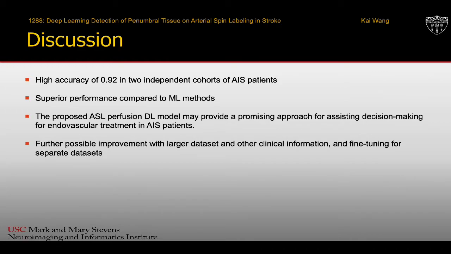In conclusion, our deep learning model can achieve a high accuracy of 0.92 in 2 independent cohorts of AIS patients. It showed superior performance compared to the other machine learning models, and therefore the proposed ASL perfusion deep learning model may provide a promising approach for assisting decision-making for endovascular treatment in AIS patients. Further improvements can be made with a larger data set, other clinical information, and fine-tuning parameters for other separate data sets.